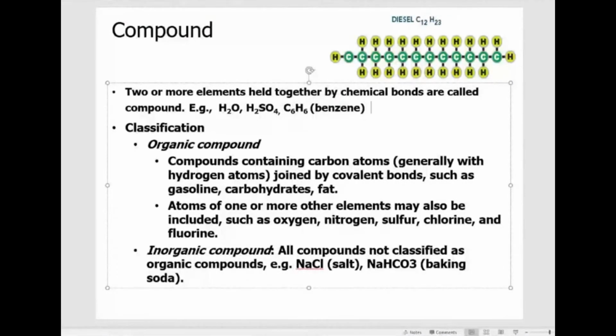Now how about oxygen gas? Is it a compound?